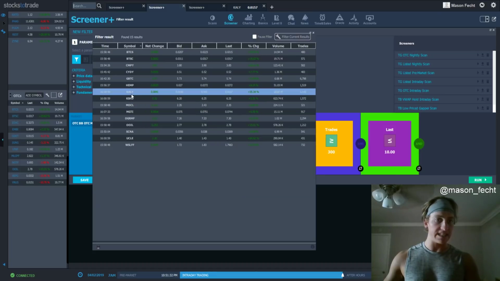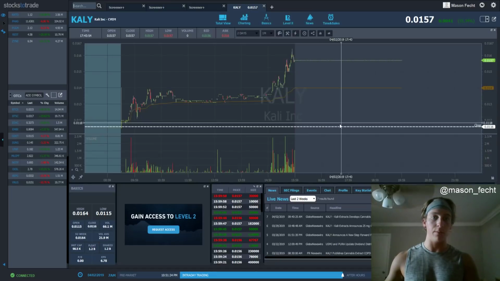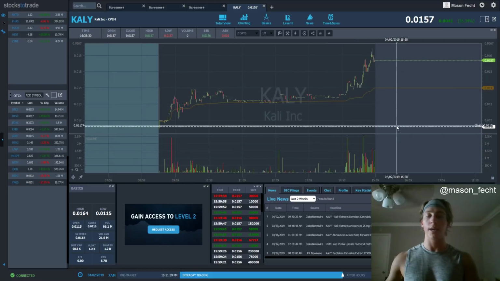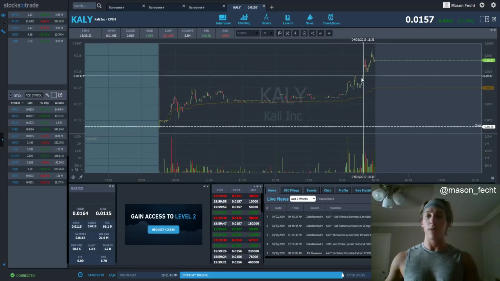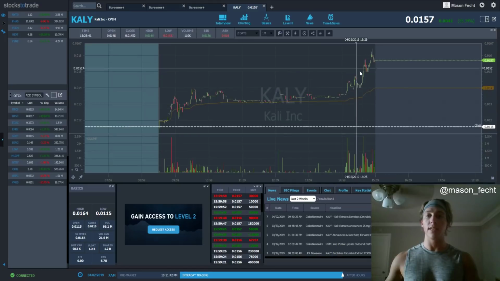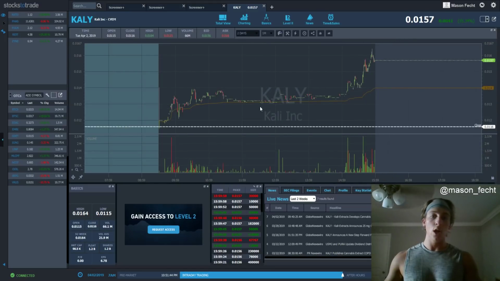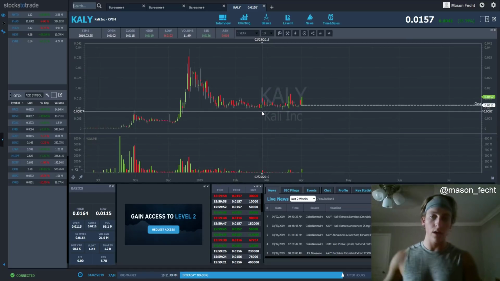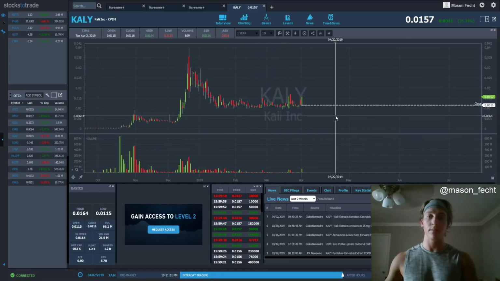So the next one on my scan is Cali, and I actually already have that pulled up over here. A little annoyed I did not buy this high daybreak here. I know Sykes bought somewhere over here, I believe. I think he's swinging some overnight. I wouldn't be surprised to see this move up some more tomorrow.